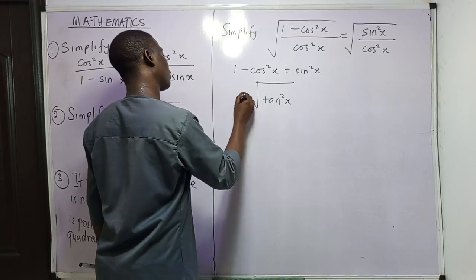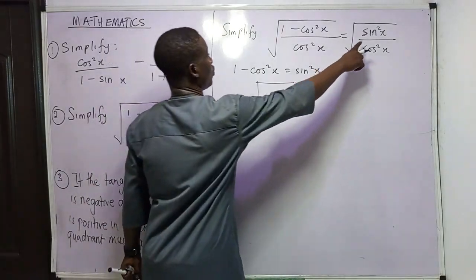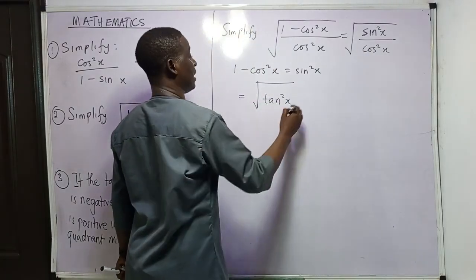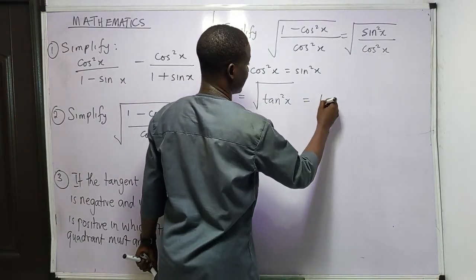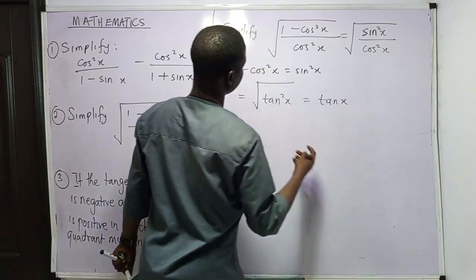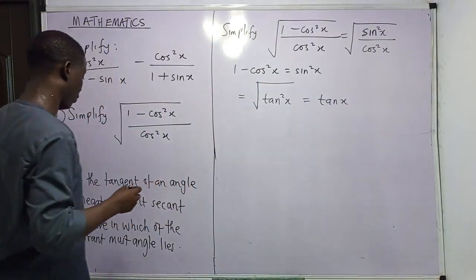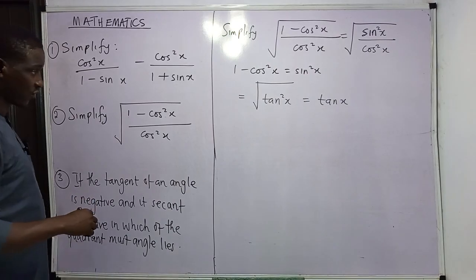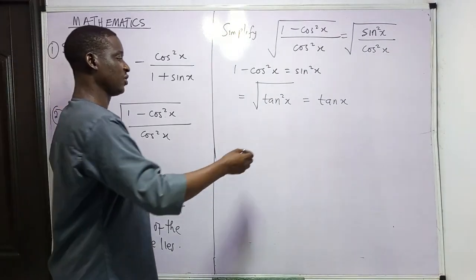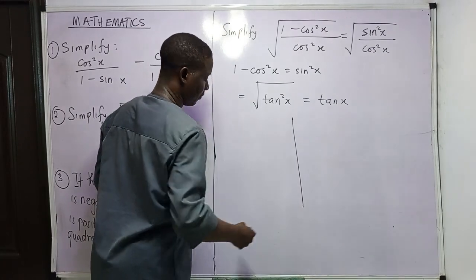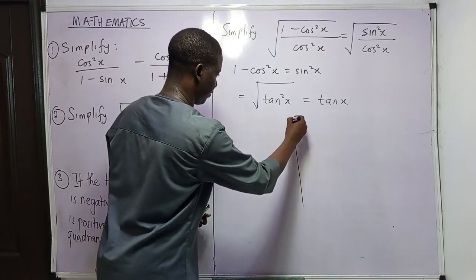What is the square root of tan square x? Because sine square x over cos square x is equal to tan square x. What is the square root of tan square x? It is tan x. So that is the answer to that question. Now let's do the last one. I just want to check something here. Now we have a quadrant.